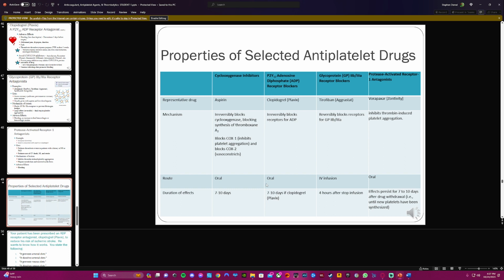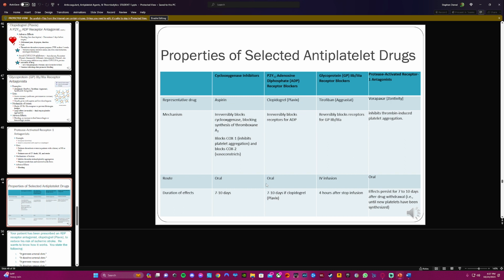Next is glycoprotein GP 2B and 3A receptor blockers. The drug for this is tirofiban or Aggrastat. This reversibly blocks receptors for GP 2B and 3A. Route is IV infusion. Duration of effects is 4 hours after stopping the infusion.